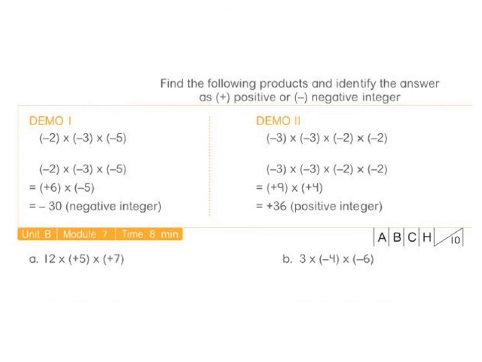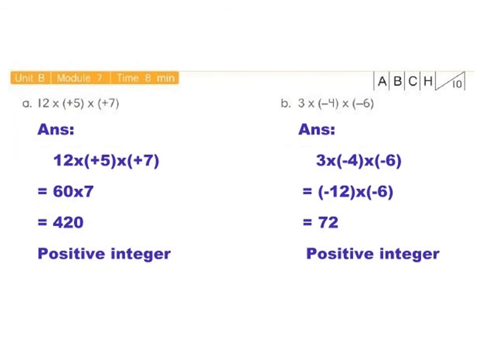Now I'm showing you the answer. So in the first question, there is no change of signs. All the three integers were positive. So 12 into 5 into 7 gives us 420, which is a positive integer. In the second question, however, there is 3 into minus 4 into minus 6. So first of all, 3 into minus 4 will give you minus 12, and minus 12 multiplied by minus 6 will give you plus 72. That is a positive integer again.